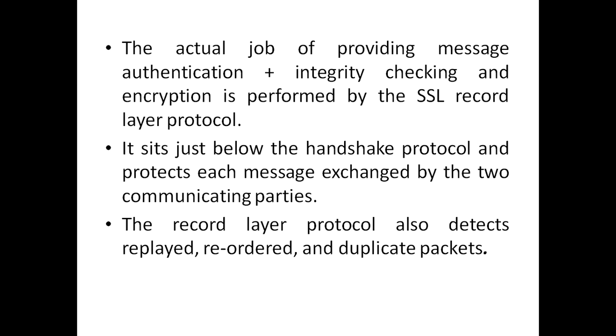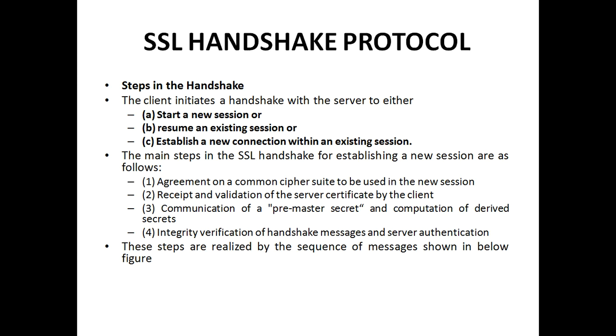Then the actual job of providing message authentication, integrity checking, and encryption is performed by SSL record layer protocol, which sits just below the handshake protocol and protects each message exchanged by the two communicating parties. Then this record layer protocol also detects replayed, reordered, and duplicate packets. So in brief, these are the main functionalities of the handshake as well as record layer protocol. So in detail now we are going to see the SSL handshake protocol.